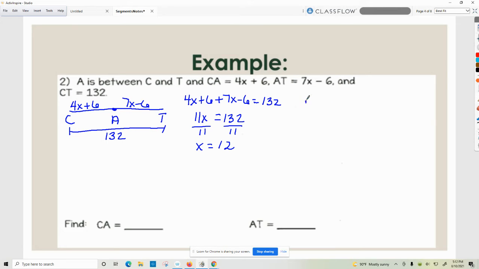So C to A was 4x plus 6. So I'm going to replace that x with my value. So that's 4 times 12 plus 6. So 4 times 12 is 48 plus 6. So the length of C to A is 54.